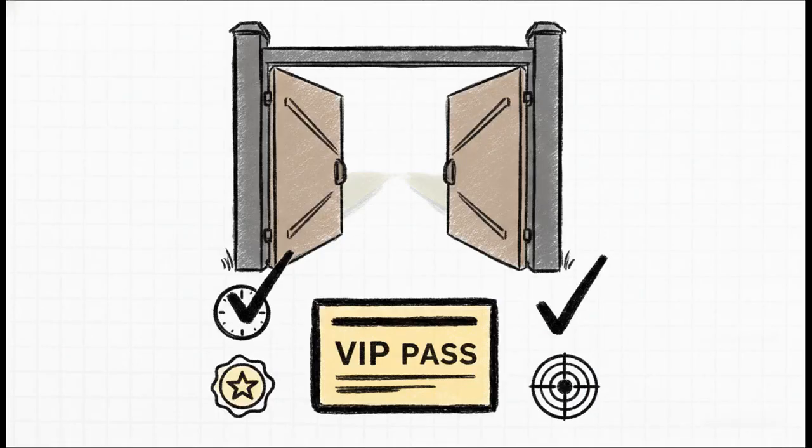But even after the math checks out, the context still matters. The server rigorously interrogates the claims. It checks exp. Has the token expired? It checks iss. Was this issued by our actual authentication server or some imposter? It checks aud. Is this VIP pass valid for this specific app, or was it meant for a totally different service? And nbf, or not before. Is it too early to even use this token? Only when all of this is validated does the server actually let you in.